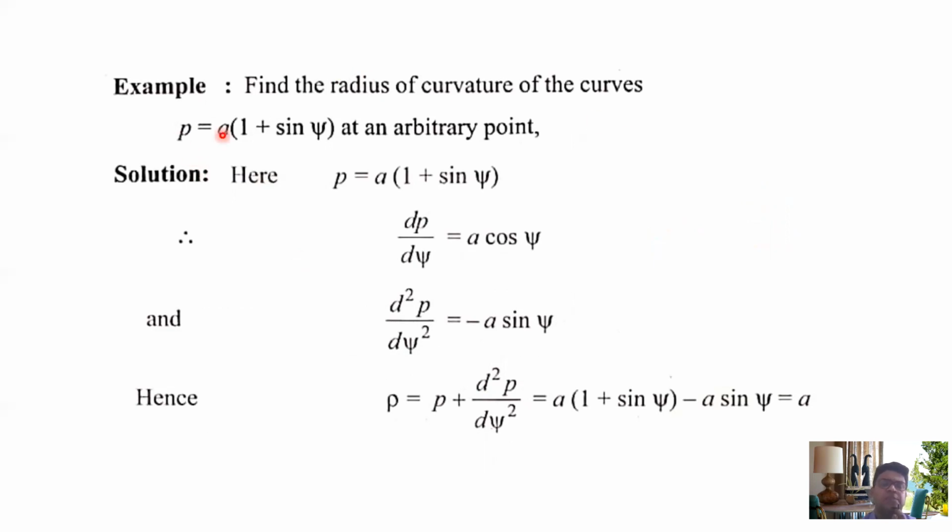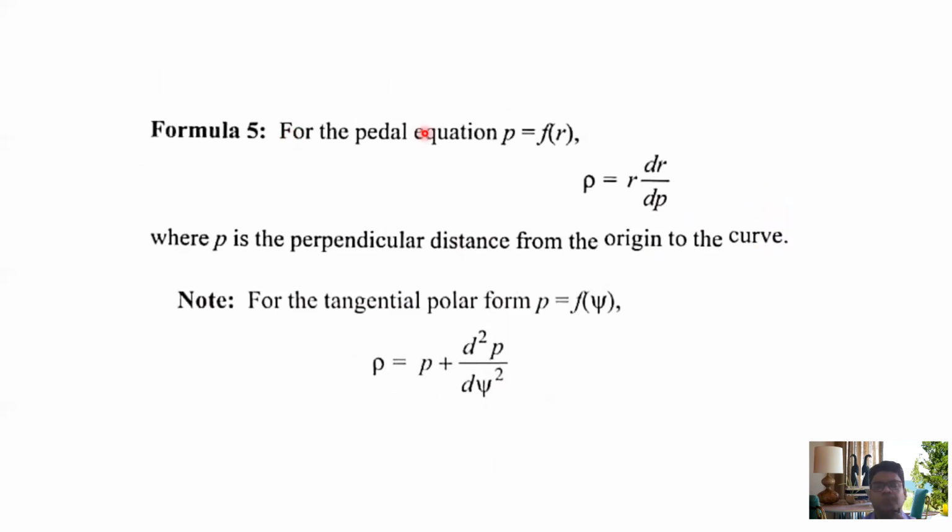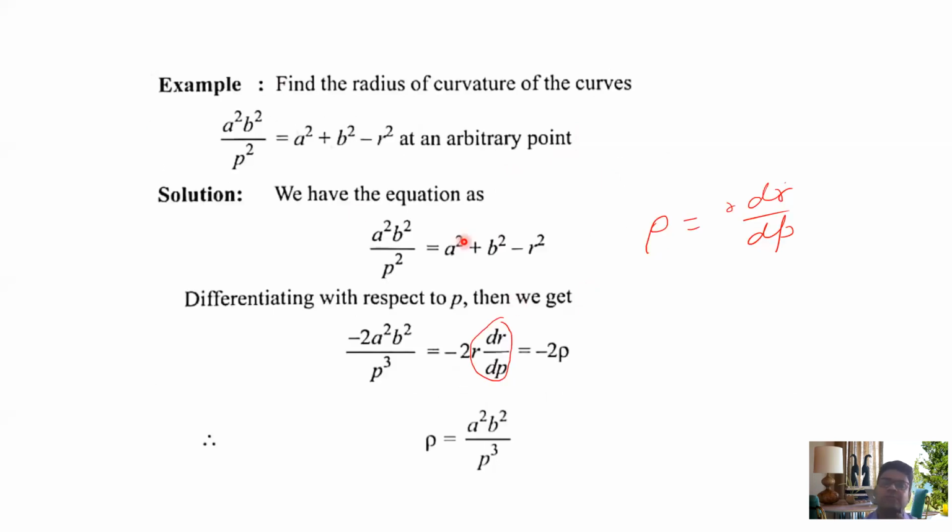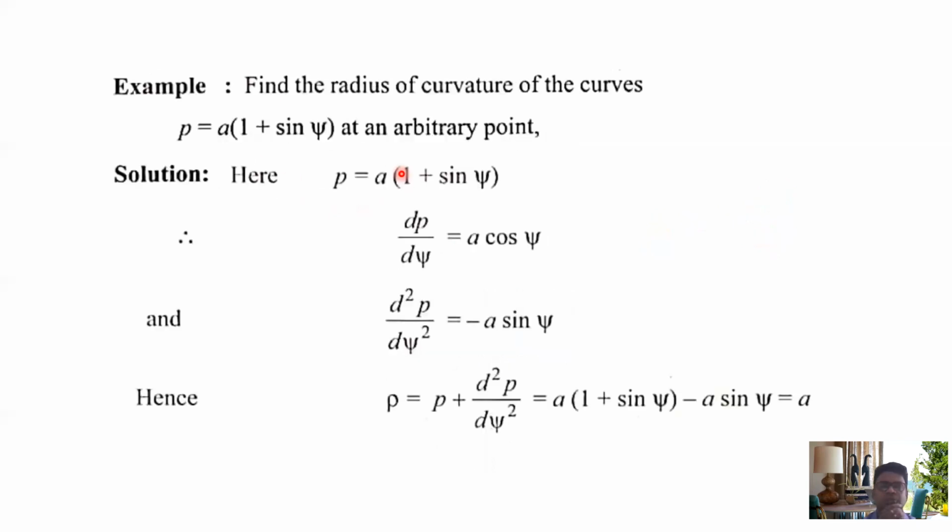Next, if your information is given in terms of the tangential type, find the radius of curvature of the curve p is equal to a(1 plus sin psi). Try to understand. The first question is the general pedal form, that is p in terms of r, and this question is in terms of the tangential pedal form, p in terms of psi. Find the radius of curvature of p equal to a(1 plus sin psi) at an arbitrary point, where p is the perpendicular distance from the origin to the curve.